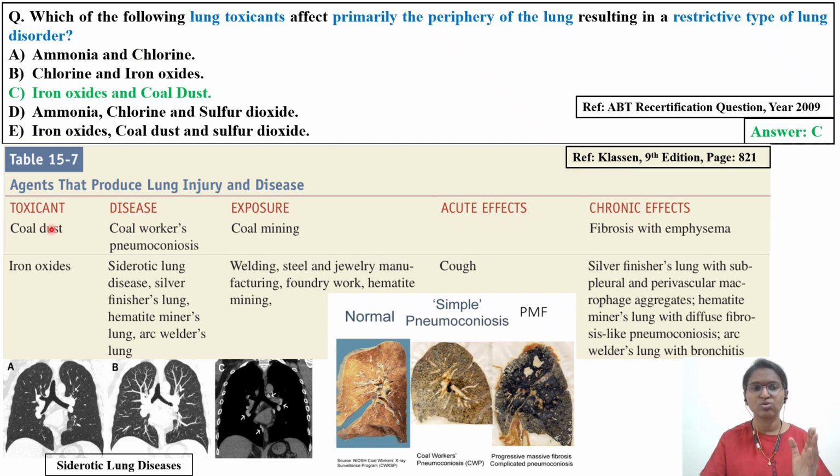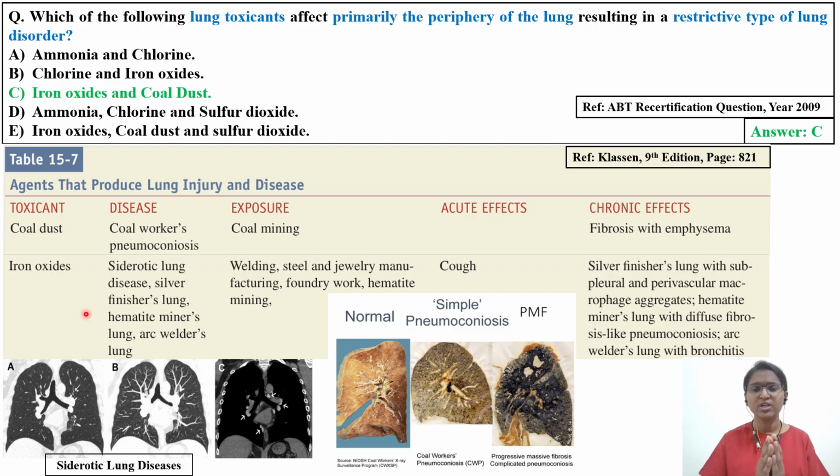Now we'll see what kind of occupational diseases coal dust as well as iron oxide cause. For this you have to read Casarett and Doull's 9th edition, page number 821. In this you have to read table 15.7. Here I have only incorporated coal dust and iron oxides in this particular slide.